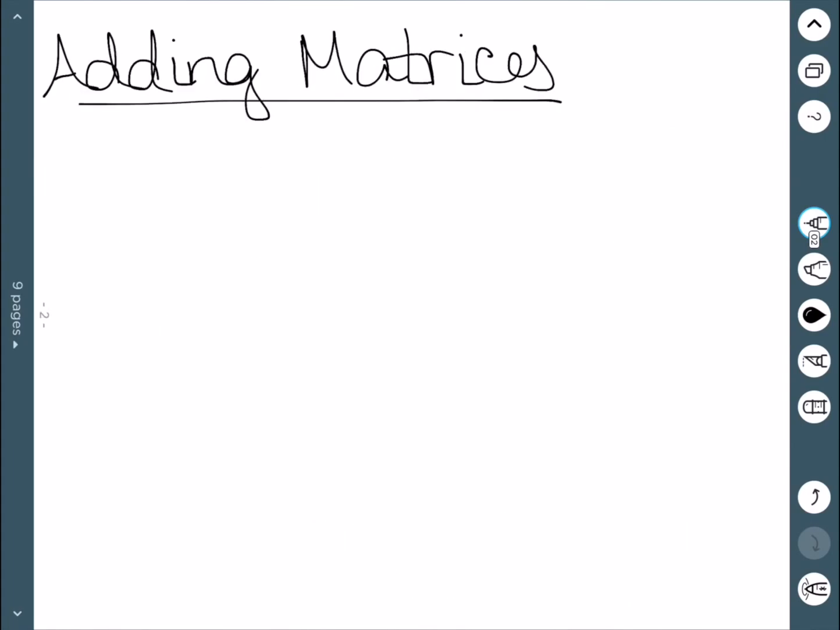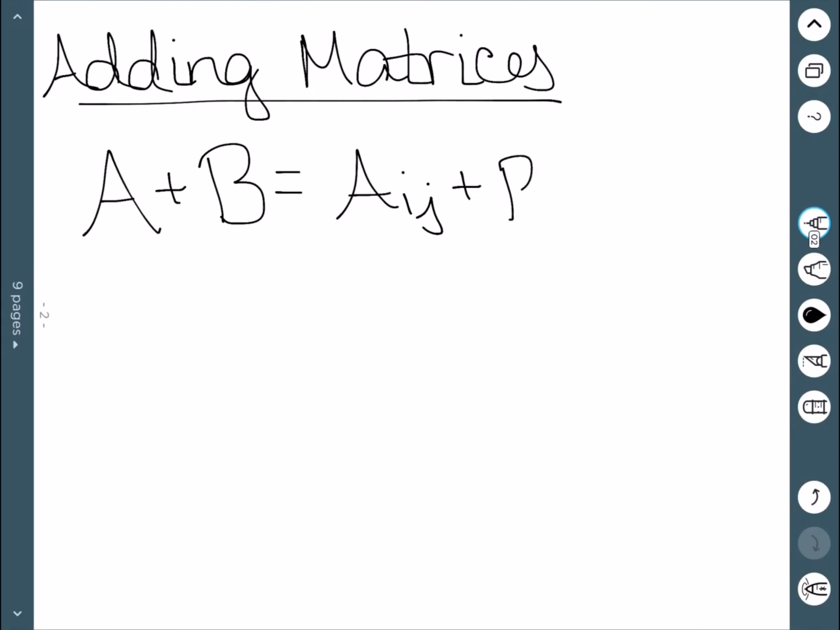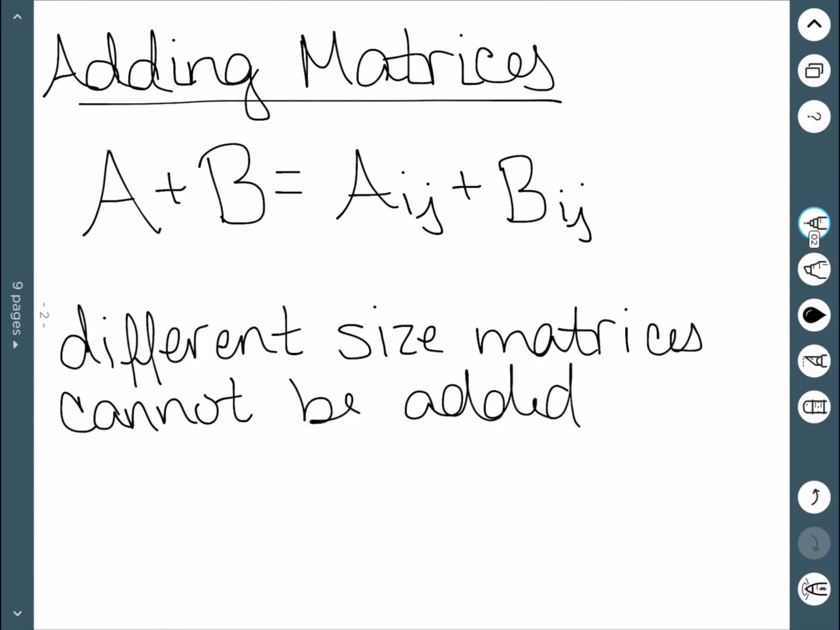The first thing we'll talk about is adding matrices. And we add matrices by adding things that are in the same spot. And that's it. We look at entries that are in the same spots and add them up. If the matrices are two different sizes, we cannot add them. So we can only add matrices that are the same size.